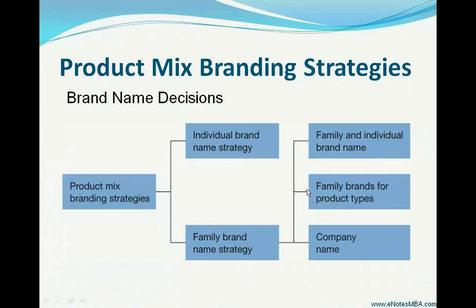Third strategy is separate family brands for product type. Example of this strategy is Aditya Birla Group. There is brand Hindalco for aluminium, Ultratech brand for cement, and Grasim for suitings. The fourth strategy is blanket family name or company name. A common name is used for all products of the company in this strategy. Example of this strategy is of Tata. Tata Tea, Tata Salt, Tata Motors, and so on.